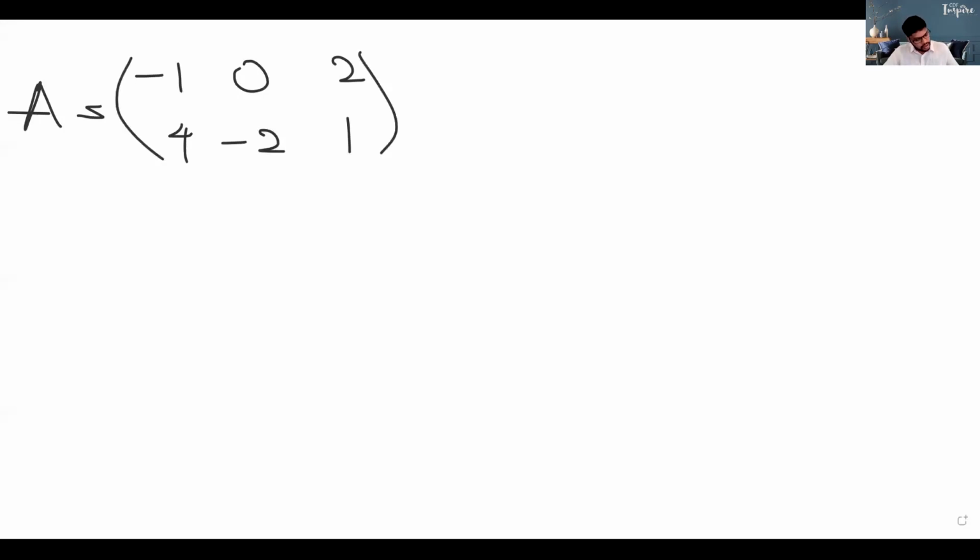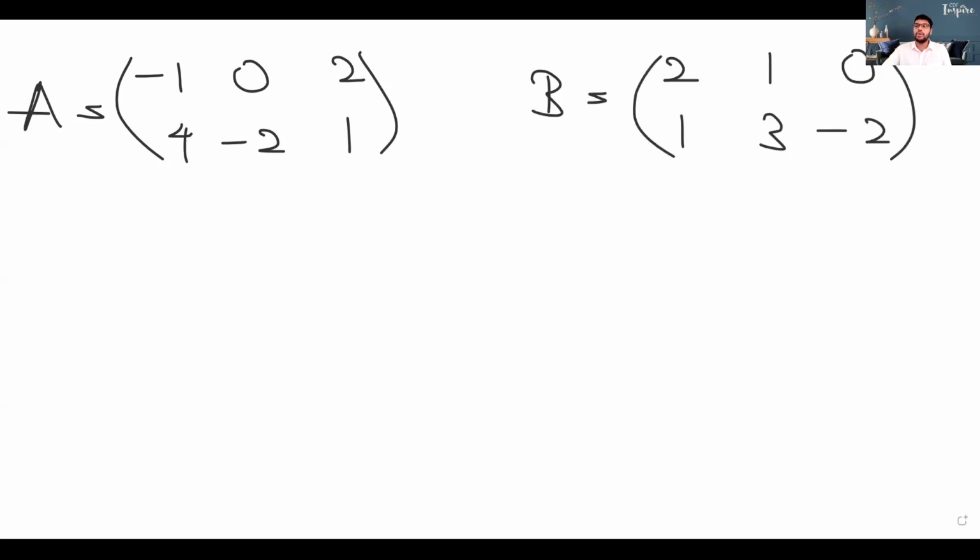So I'll write out the matrices A and B on the screen first. So matrix A is -1, 0, 2, 4, -2 and 1. And matrix B is 2, 1, 0, 1, 3 and -2. Okay, so how do we add matrices A and B together, children?